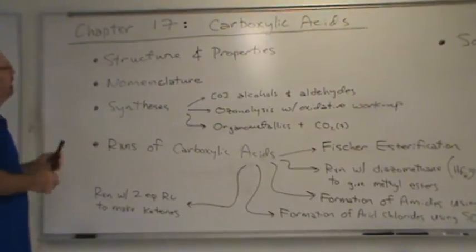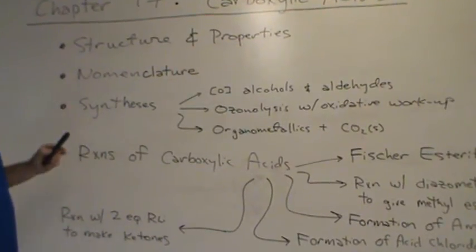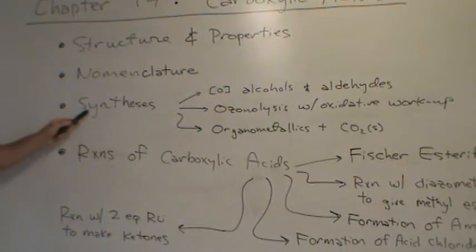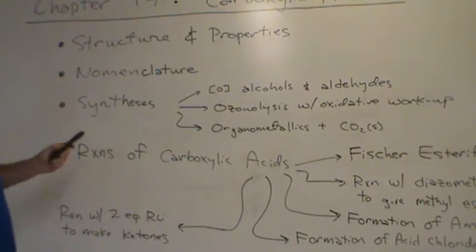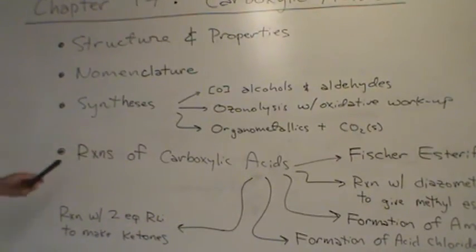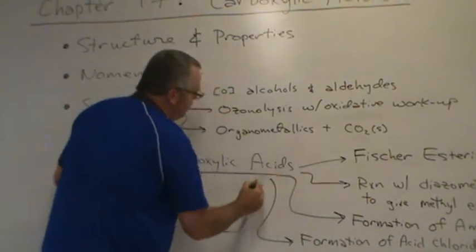We're going to begin by talking about the structure and properties of carboxylic acids. We're going to move on to nomenclature, how to name them. We're going to talk about several different ways to synthesize carboxylic acids. And actually, we already know most of these, all but one of them. And then the meat of the chapter is all about the various reactions of carboxylic acids. And there are a number of them.